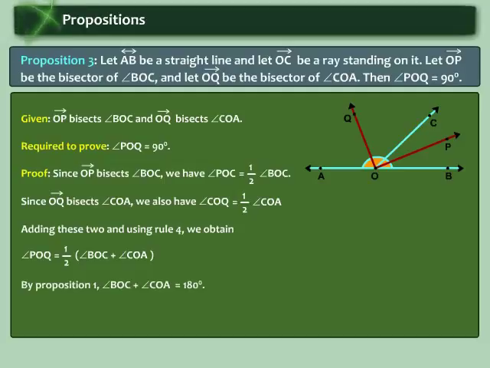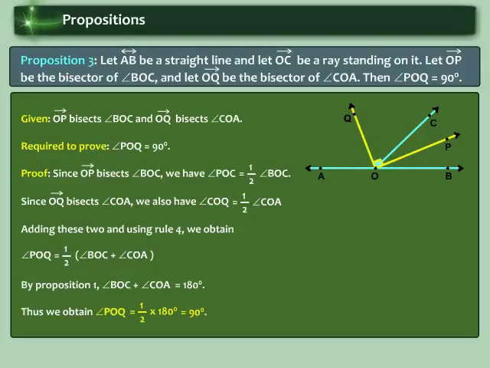By proposition 1, angle BOC plus angle COA is equal to 180 degrees. Thus, we obtain angle POQ is equal to half into 180 degrees, which is equal to 90 degrees.